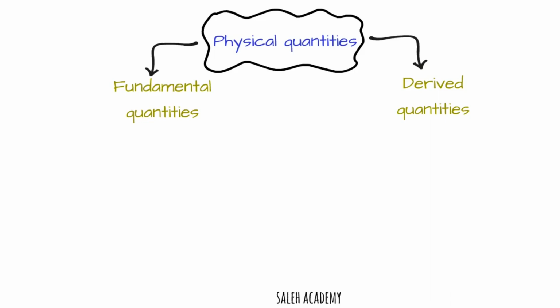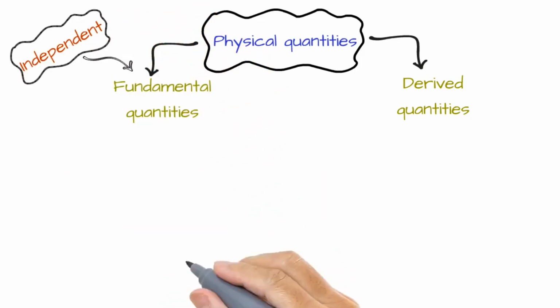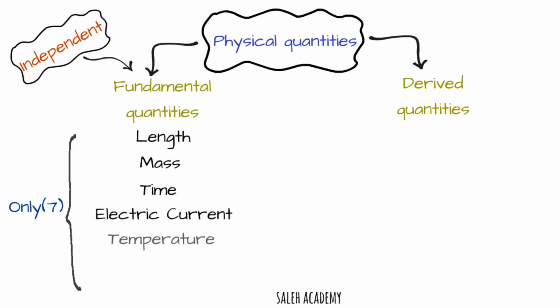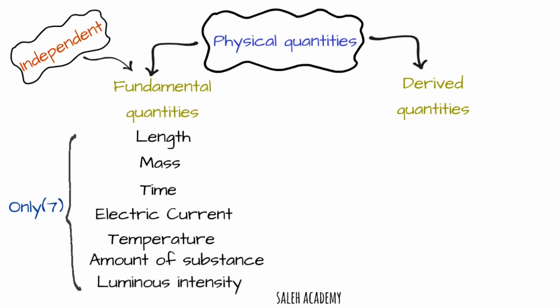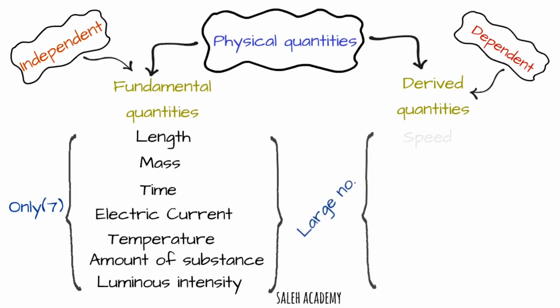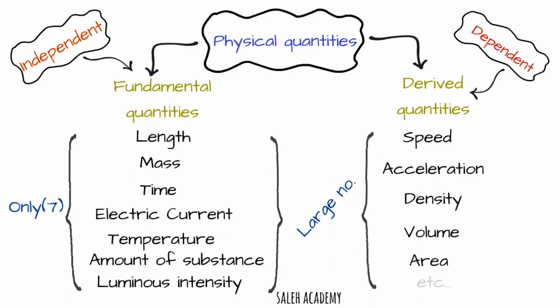Fundamental quantities are those physical quantities that cannot be expressed in terms of other quantities. They are independent on their own. For example, length, mass, time, electric current, temperature, amount of substance, and luminous intensity. Now the derived quantities are those quantities which are obtained by multiplying or dividing base quantities with each other. For example, speed, acceleration, density, volume, area, etc.